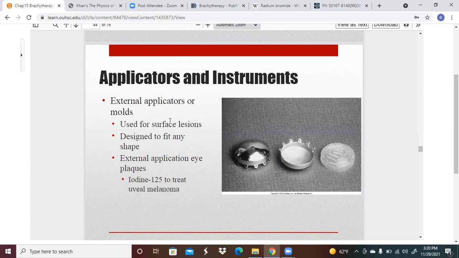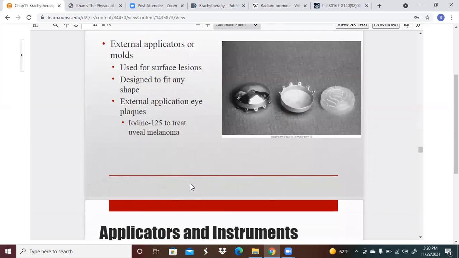External applicators or molds. These are going to be used for surface lesions. They're designed to fit to any particular shape. An external application example is an eye plaque, iodine 125, to treat uveal melanoma.